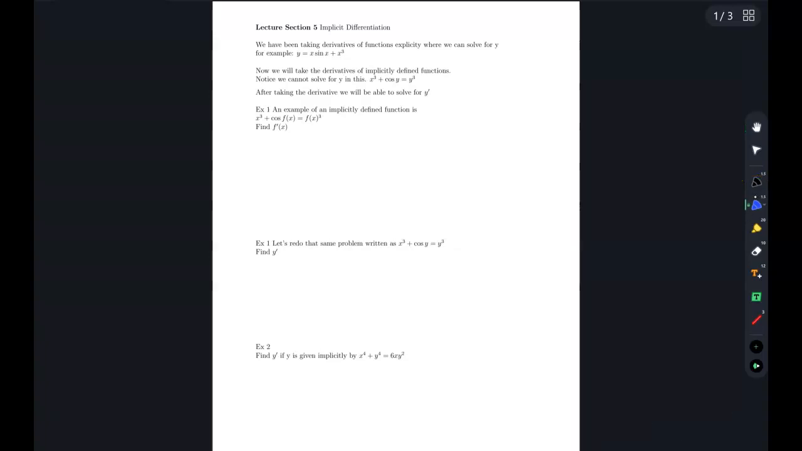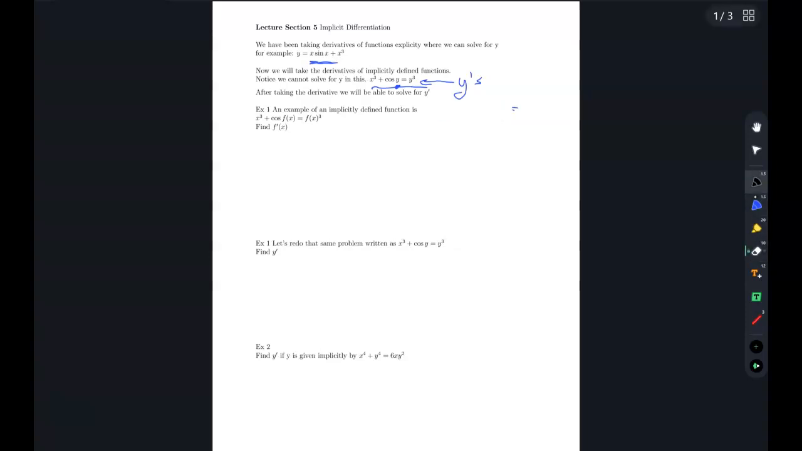So a function is implicitly defined if there's y's in here and you cannot get to a point where you have y equals. This is y equals, and we can take the derivative of that. But you see here, we've got the y inside the cosine and y cubed. You cannot solve for y.